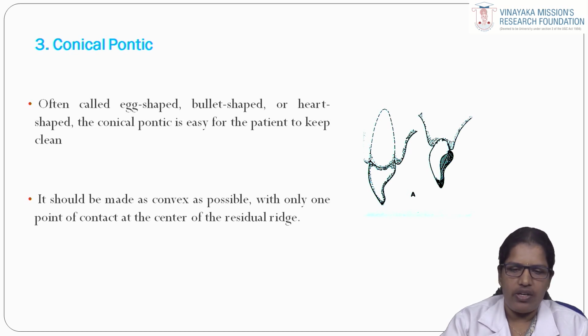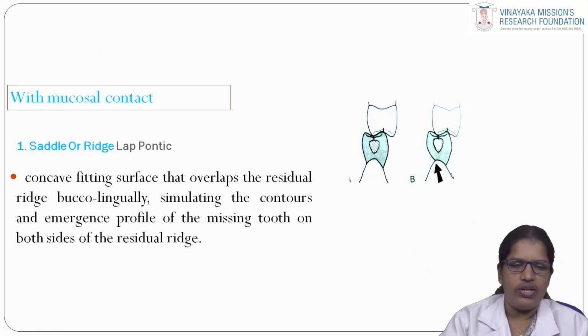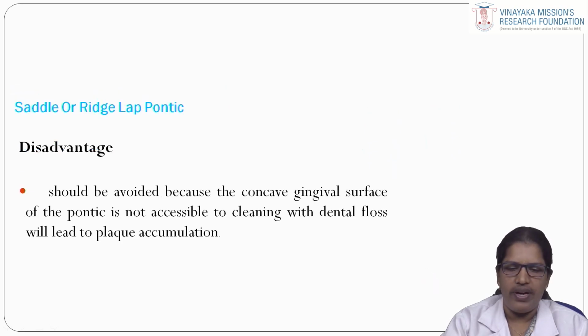It should be made as convex as possible with only one point of contact at the center of the residual ridge. With mucosal contact, one design is the saddle or ridge lap Pontic. It has a concave fitting surface that overlaps the residual ridge buccolingually, simulating the contours and emergence profile of the missing tooth on both sides of the residual ridge. The disadvantage is that the concave gingival surface of the Pontic is not accessible to cleaning with dental floss, which will lead to plaque accumulation.